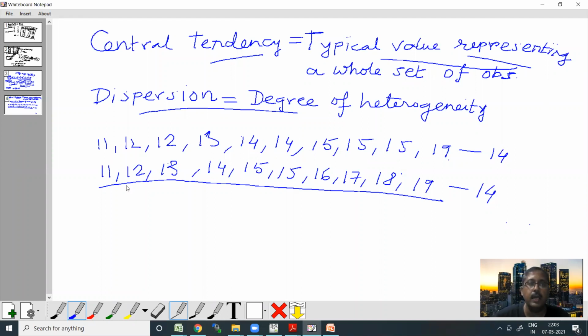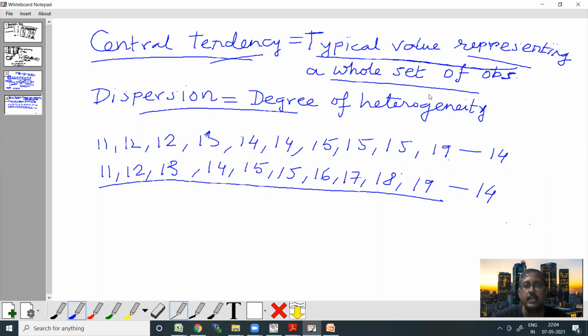We are going through the different measures, or rather the characteristics, of a set of observations. How can we find out the characteristics? First of all, we have seen how central tendency can help us. And what's a central tendency? A typical value representing a whole set of observations. If I have a set of observations and I want to represent that set by one representative value, that's the central tendency that we find out. Mean, median, mode are the three measures of central tendency that we have seen, and we can use any one of those measures as a value to represent the whole set of observations.